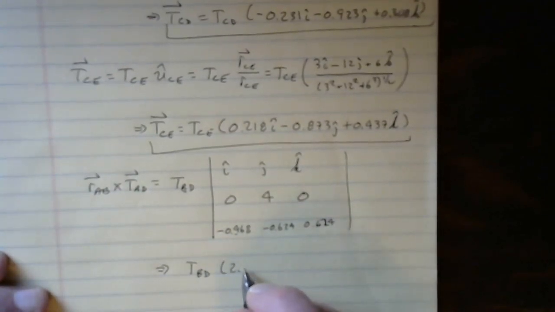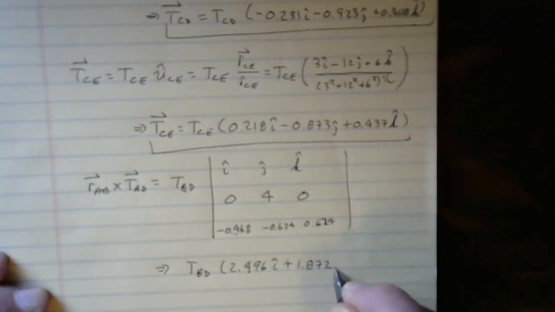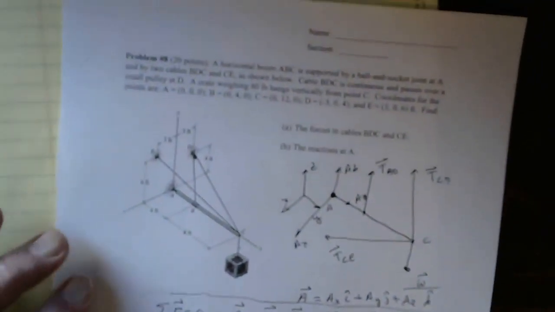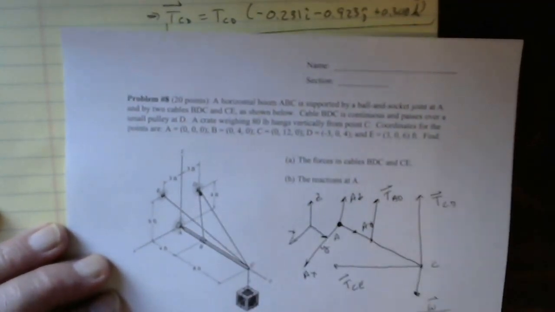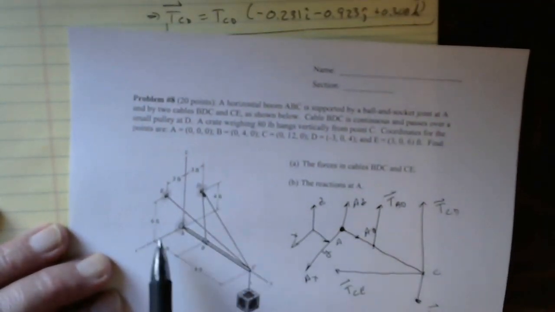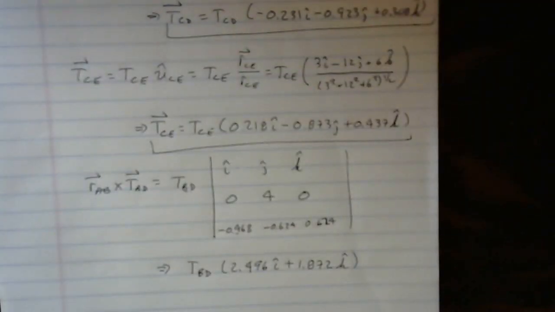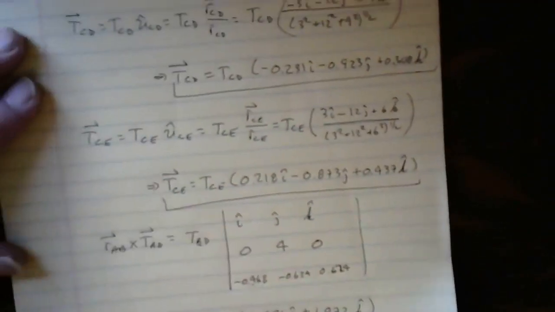What I get then is that this is equal to TBD times 2.496I, plus 1.872K. No J term, which makes sense, because TBD is going to tend to cause a rotation about the x-axis and the z-axis, but not about the y-axis. So it makes sense that there's no J term in this equation. So there's RAB cross TBD. All right, that's one of the four that I need.